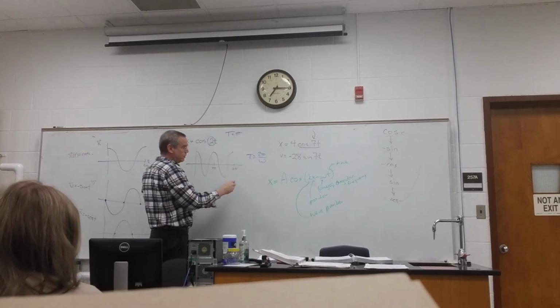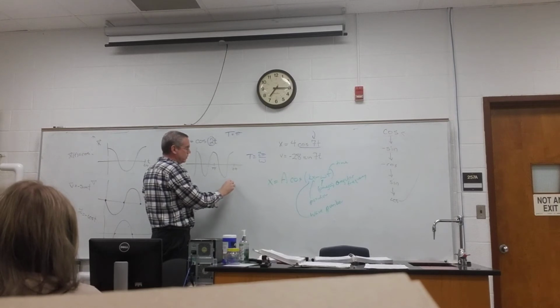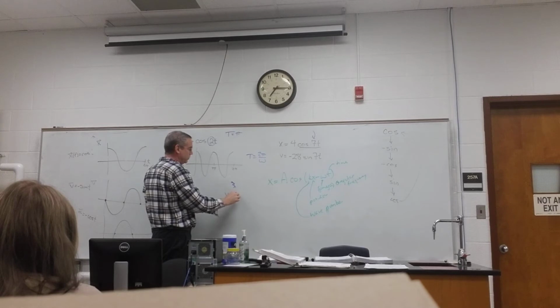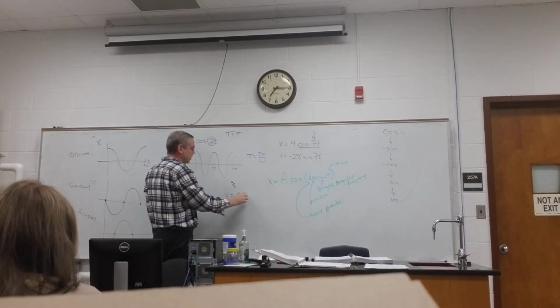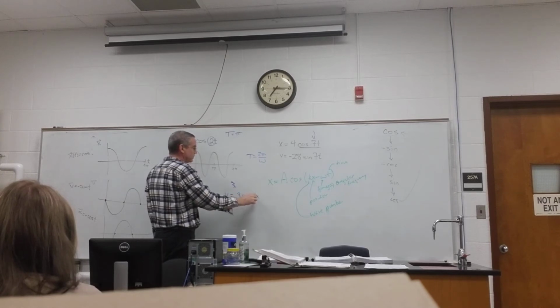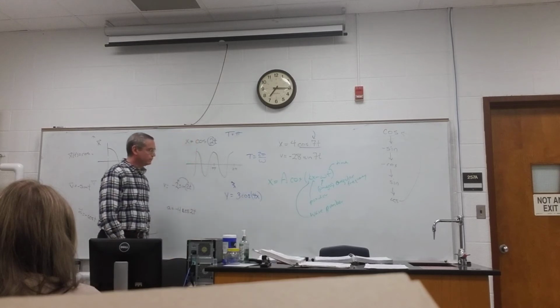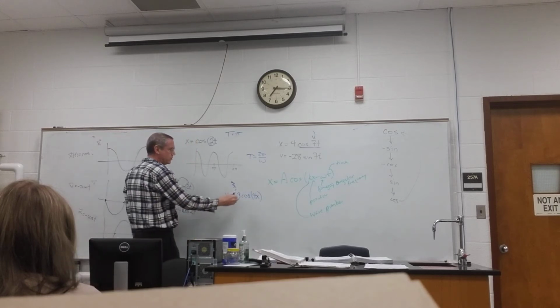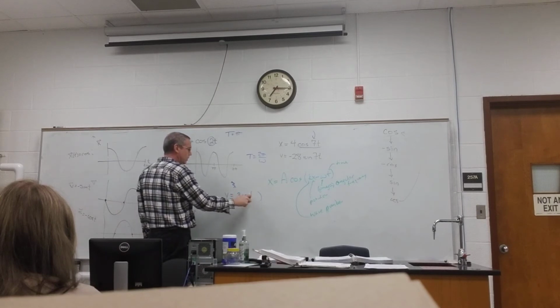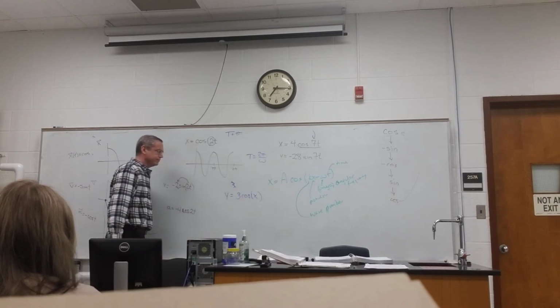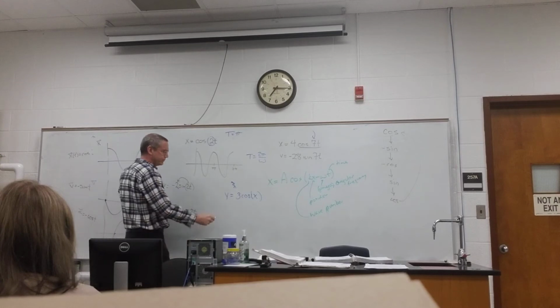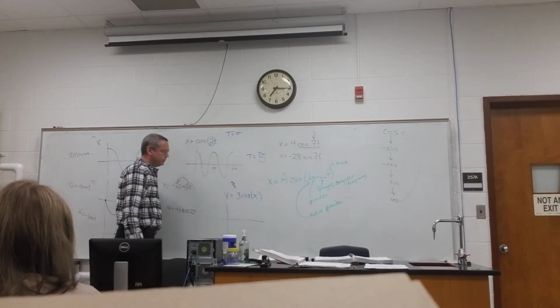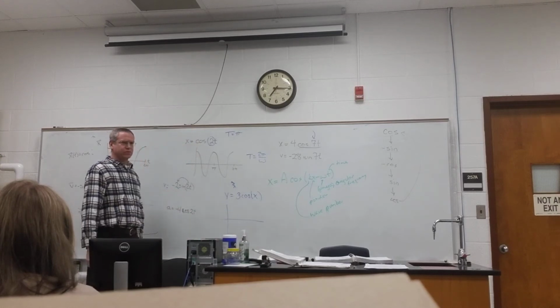In a similar manner, if I have y is equal to 3 cosine 4x, let's just start out with x. 3 cosine of x. At what point, what value of x does it start to repeat itself?